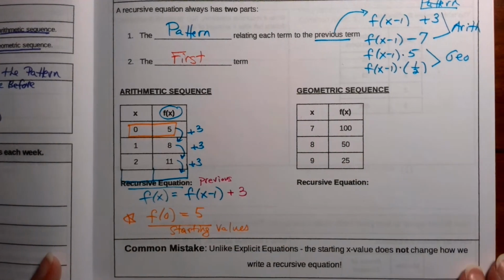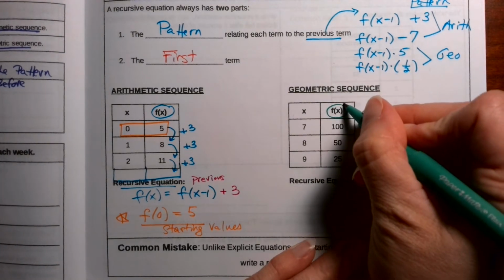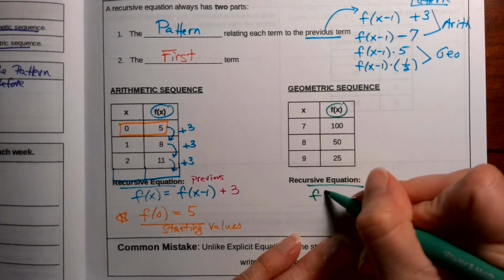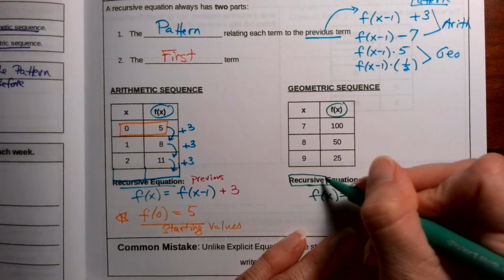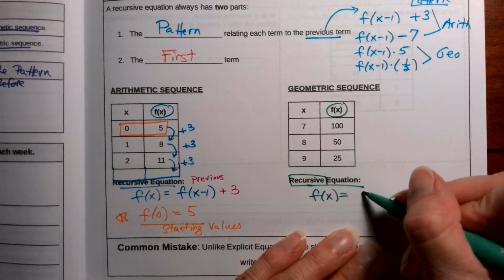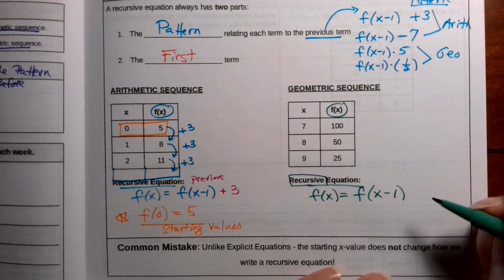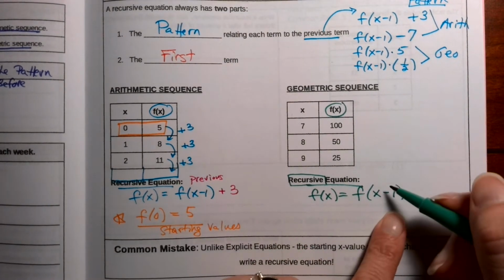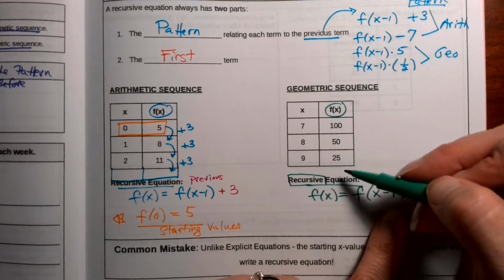Let's try again. Let's take a look at this chart. I noticed that they're calling it f of x, so for my equation, I'm going to call the equation f of x. When it says recursive, that means uses the previous. So what's before f of x? Go back, x minus 1. So take the previous, and then let's study this table to see how the numbers are formed.